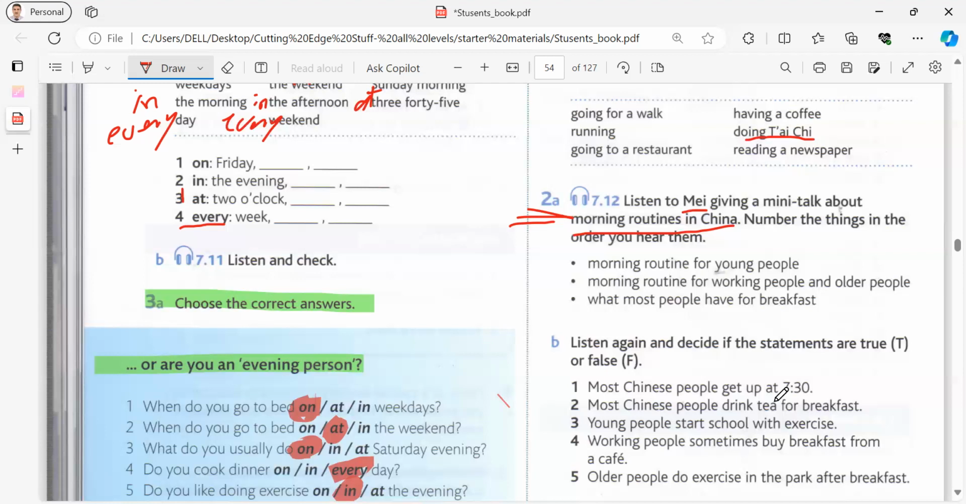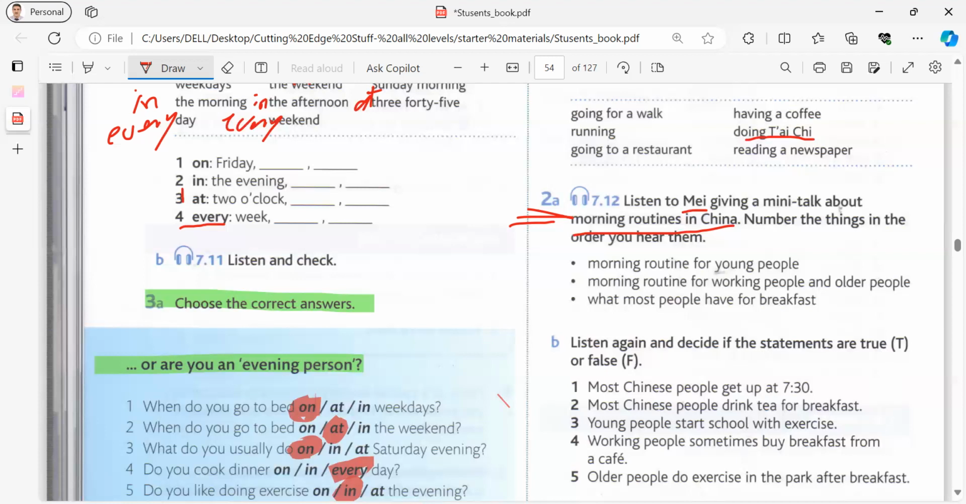Young people usually start school at 8 o'clock. They have breakfast at home first, and then they go to school. But the school day doesn't start with lessons. It starts with exercise for about 30 minutes. Some people don't have breakfast at home. Working people buy breakfast from shops and cafes on the way to work. Older people sometimes go to the park to do exercise together before breakfast.